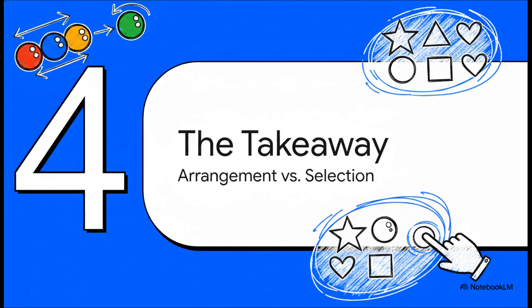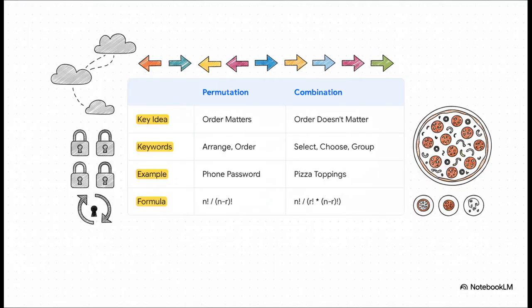Whew, okay, we've been through a lot, so let's pause and bring this all home. The key takeaway, the big battle here, is arrangement versus selection. This table lays it out perfectly. Permutation. Order matters. The keyword is arrange. A phone password is the perfect example. 1234 is definitely not the same as 4321, right? One opens your phone, the other doesn't.